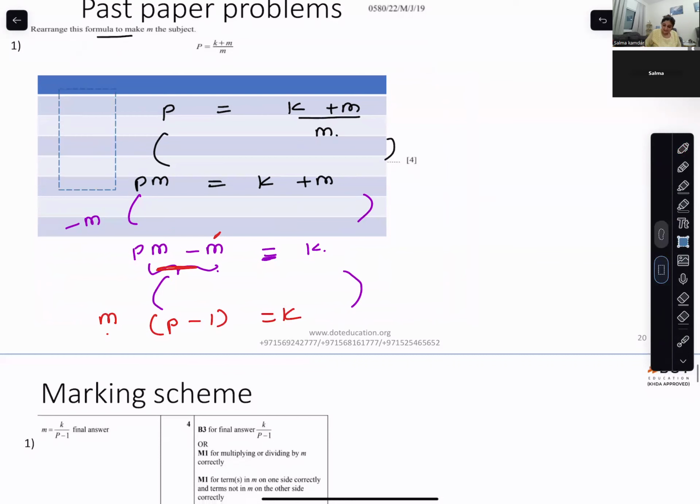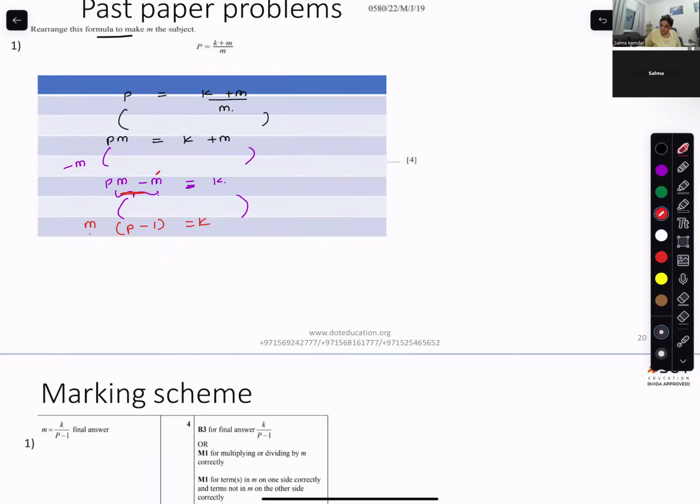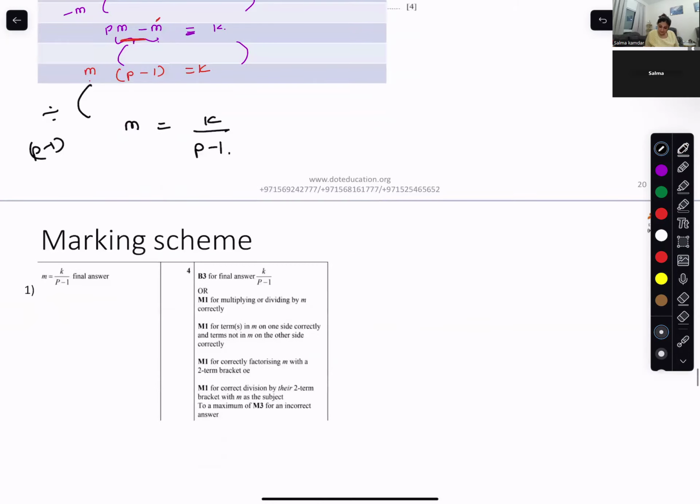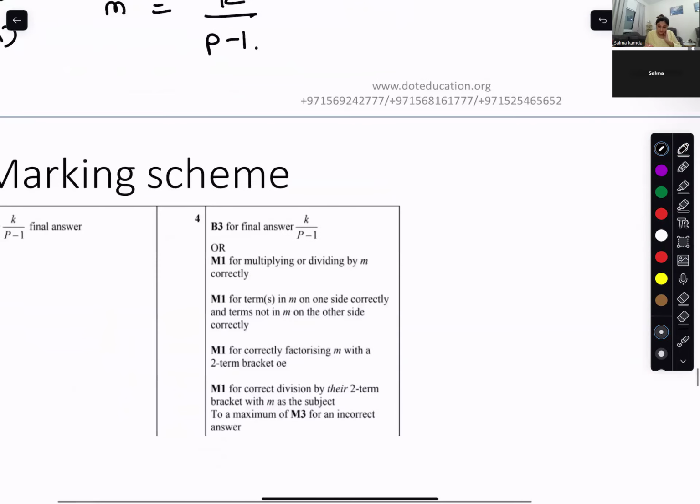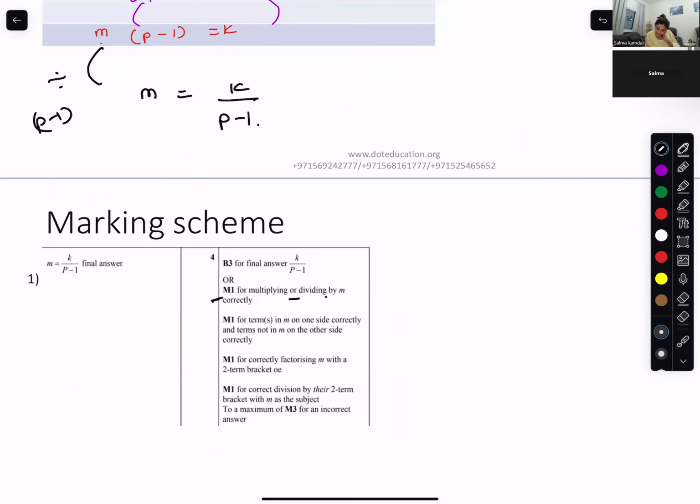Now I've achieved by making M single. Now what will I do? I will divide both the sides by P minus 1. So my M is going to be K divided by P minus 1. Please note over here, you get 1 mark for multiplying or dividing by M correctly. Correctly factorizing with M will give you another mark. Then correct division and 1 mark for your final answer. So this was for 4 marks.